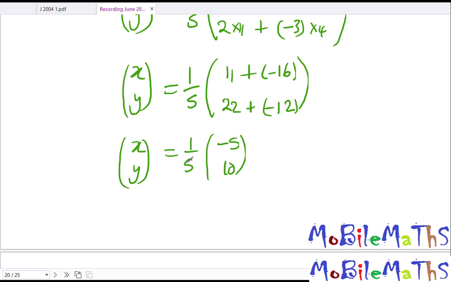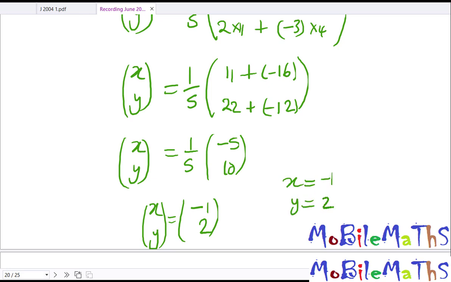So then I can now multiply with my scalar. 1 over 5 times minus 5, I get a minus 1. 1 over 5 times 10, I get a 2. So this is basically what we have, meaning to say x is equal to minus 1 and y is equal to 2, like that. So that's our last question, guys. Let's move on to the next one.